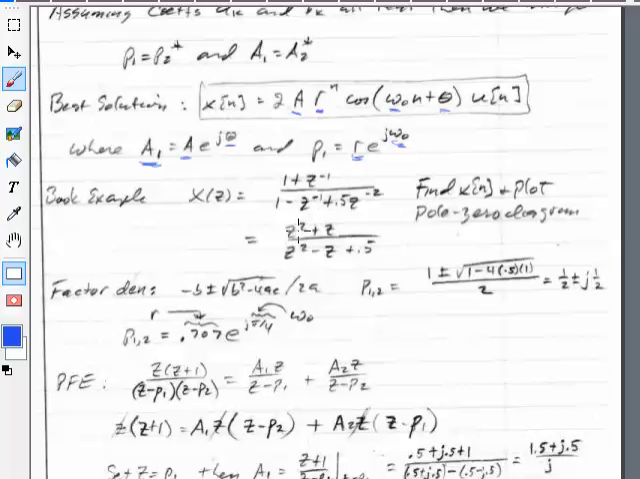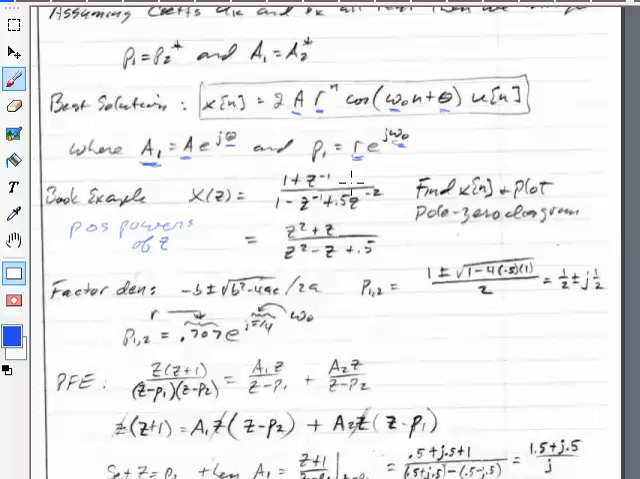All right, I've shifted the page up a little bit. So what we're going to do is work through an example. This is actually an example in the book, but it's as good as any. And we're going to find the inverse Z transform of this x of z. Find x of n and plot the pole zero diagram. So the first step is to express in positive powers of z. And that's what I've done.